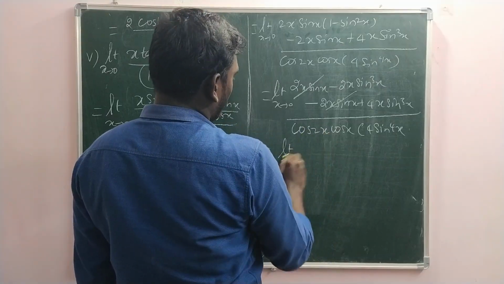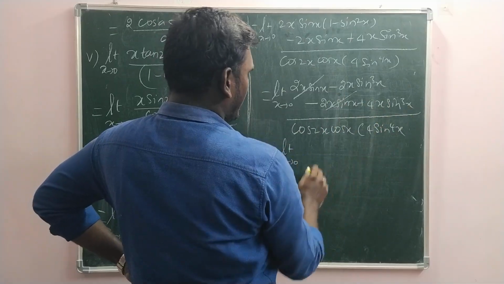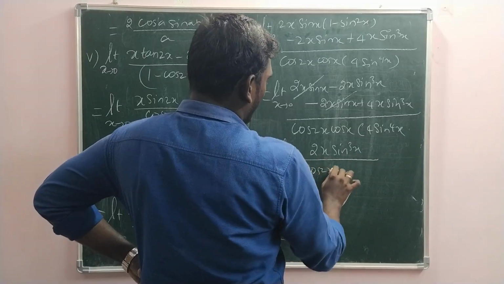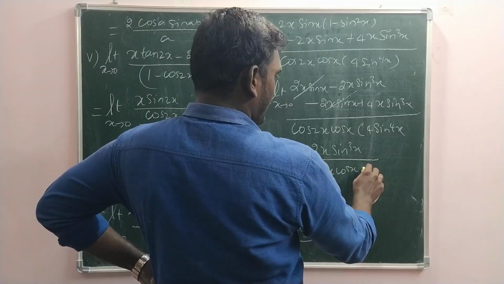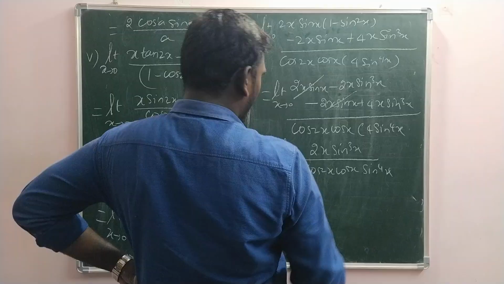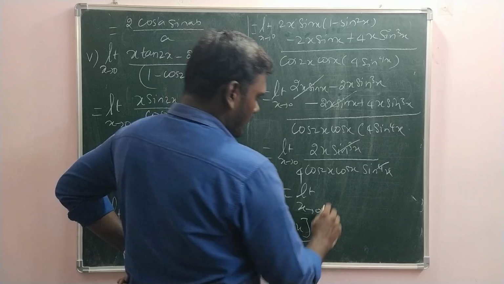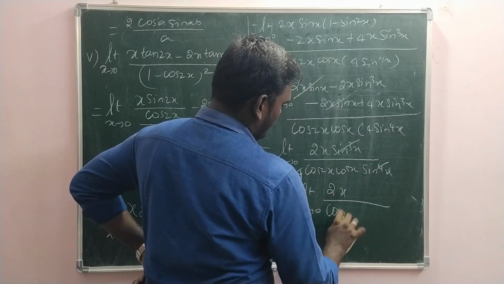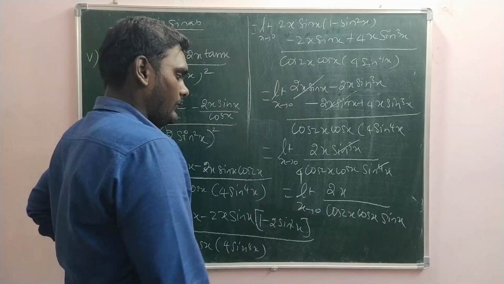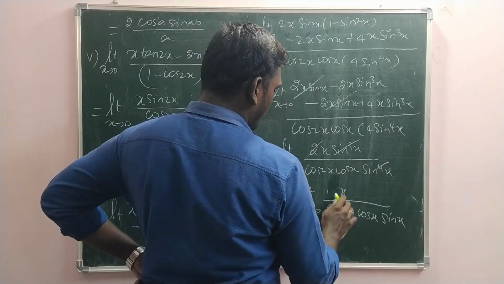Then limit x tends to 0, like the minus 2x sin cube x plus 4x sin cube x. We get 2x sin cube x by cos 2x cos x, and this is sin power 4x. Denominator 4 is there, right? That 4 will write. Sin cube x, this one gets cancelled. So limit x tends to 0, this 2x by cos 2x cos x sin x. 4 I left. That 4 and this will get cancelled. We will get 2 in the denominator.